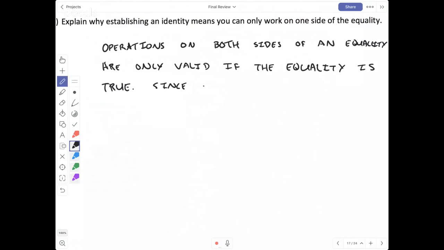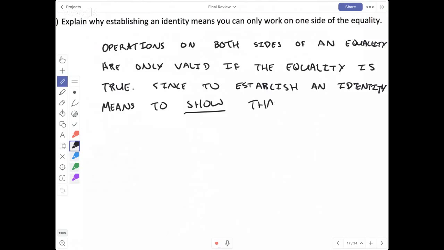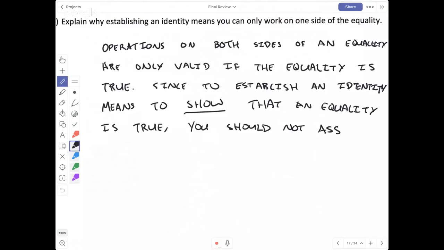Since to establish an identity means to show that an equality is true, you should not assume it's true.